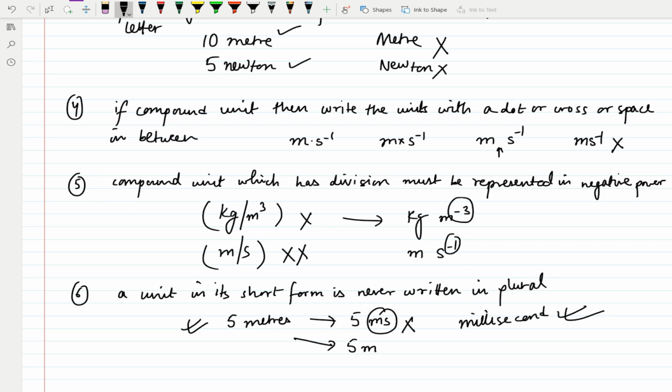So these were the guidelines for writing the units. With this we come to the end of our class today. I hope you have understood the topic properly. If not, go through the recording once again if possible, and try to pause and note down whatever I have discussed, whatever I am writing. Try to note it down in your copy. Okay, thank you.